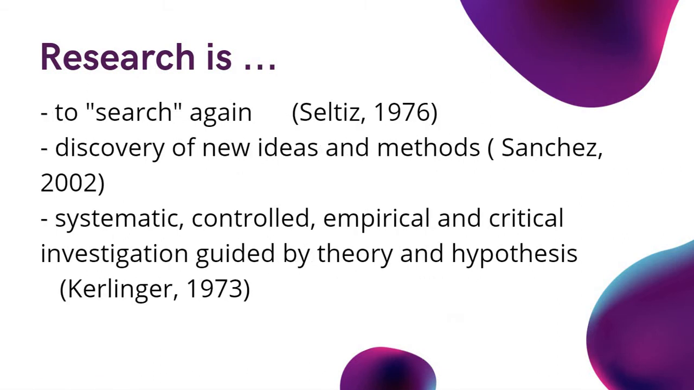Next, there have been many meanings given about research, and you can read them in your module. Others talk about research as to search again, or more commonly, it is just the new idea discovery and the discovery of new methods. And this, very important, Kerlinger, 1973, he said that research is systematic, controlled, empirical, critical investigation, guided by theory and hypothesis. Okay, systematic, controlled, empirical, critical. We are going to learn about these words later on. But just take note that research is guided by theory and hypothesis.